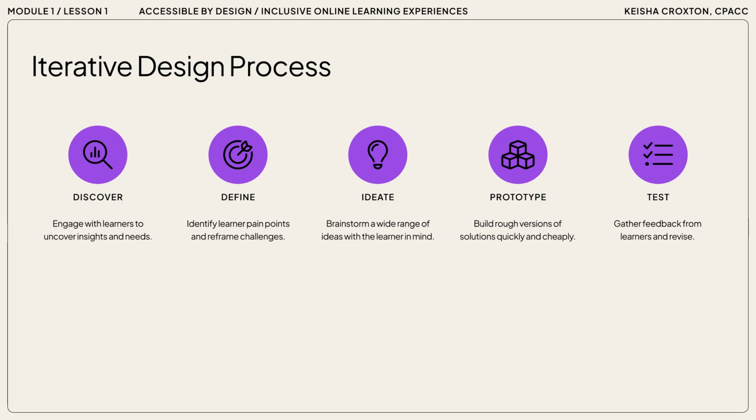And then define, so you'll identify your learner pain points and reframe the challenges. We'll move on to ideate, which is coming up with ideas or brainstorming a wide range of ideas with the learner in mind. Then you'll prototype and build rough versions of your solutions pretty quickly and pretty cheaply. And with these initial ideas in mind, you'll go on to test them and gather feedback from your learners and revise. So anytime you're creating something through this human-centered design process, the goal is to create a product, get it in front of people, and get their feedback so you can keep improving it.